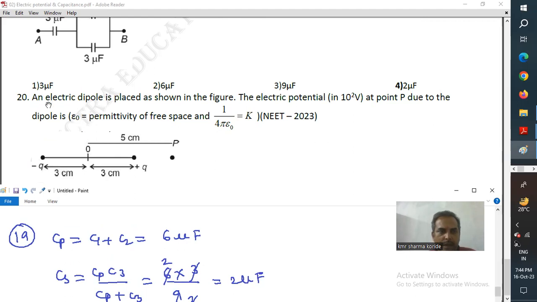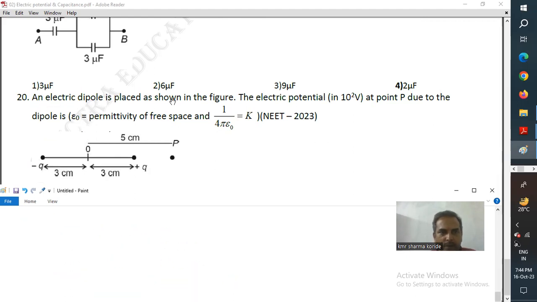Okay. An electric dipole is placed as shown in the figure. The electric potential in 10 to the power of 10 square volts at point P due to the dipole is, so epsilon naught is the permittivity of free space, and you need to write 1 by 4 pi epsilon naught as K. So get the potential of the negative charge at the given point P and the potential of the positive charge at the given point P. So the potential due to the negative charge is 1 by 4 pi epsilon naught, that you can take as K, so Q by, this is due to the negative charge, remember, negative charge. The distance is about 3 plus 5, 8 centimeters.